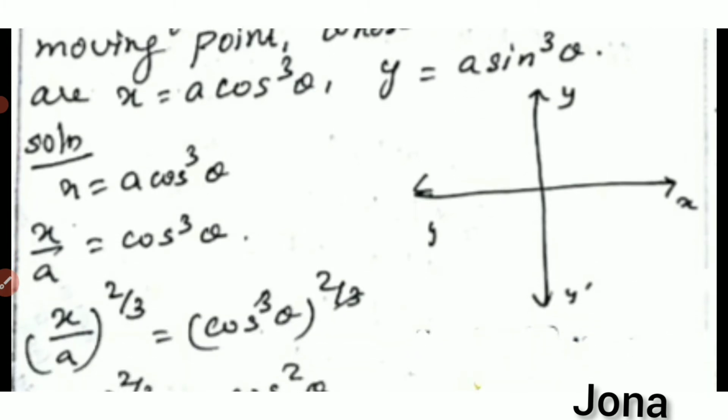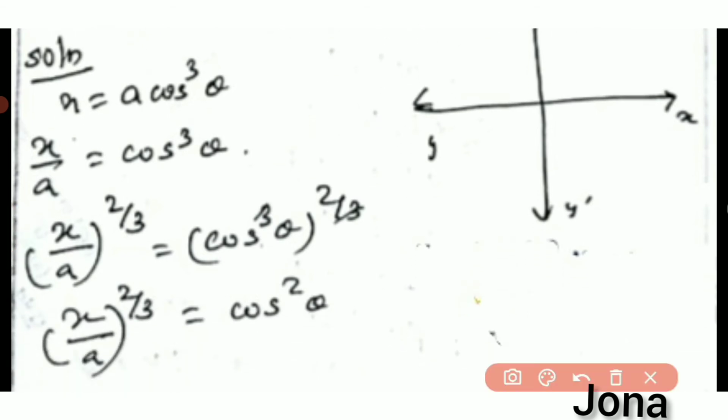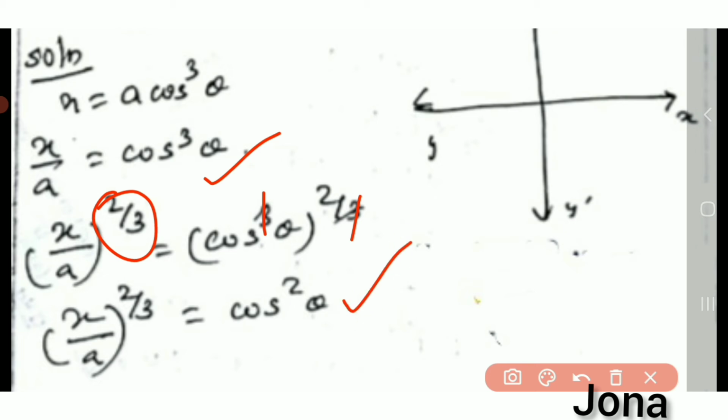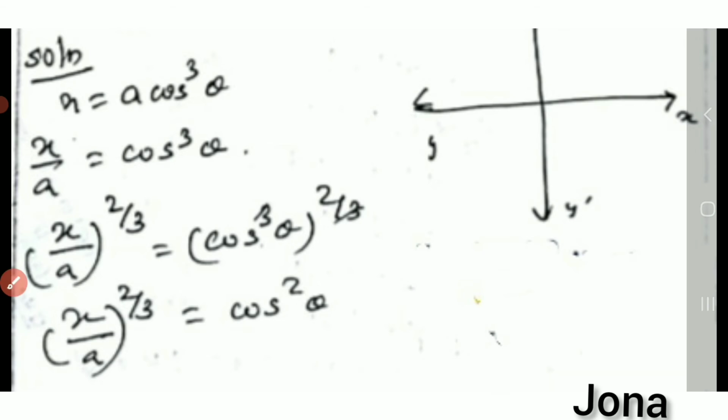From x, a cos cube theta equal to x, gives cos cube theta equal to x by a. I want to take the power 2 by 3 on either side. So x by a the whole power 2 by 3 equal to cos cube theta the whole power 2 by 3. Here I can cancel the 3 and 3, so that we have cos square theta equal to x by a the whole power 2 by 3, because we know the identity sin square alpha plus cos square alpha equal to 1. So here I got the value of cos square theta, and then from y I can get the value of sin square theta.